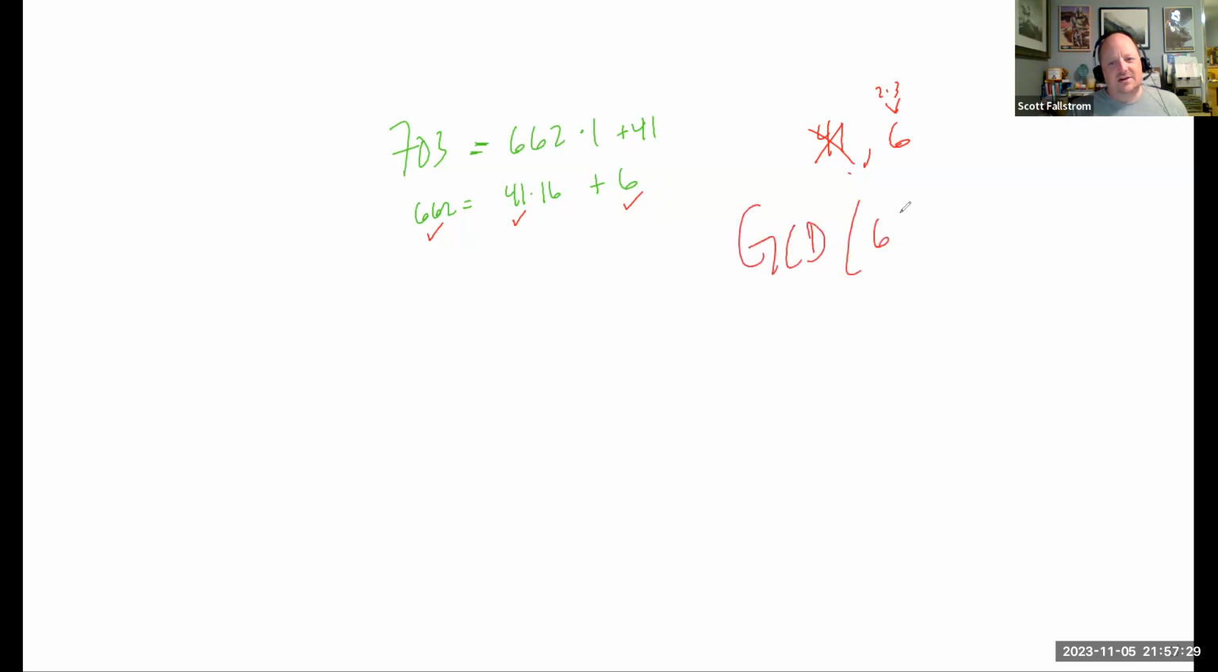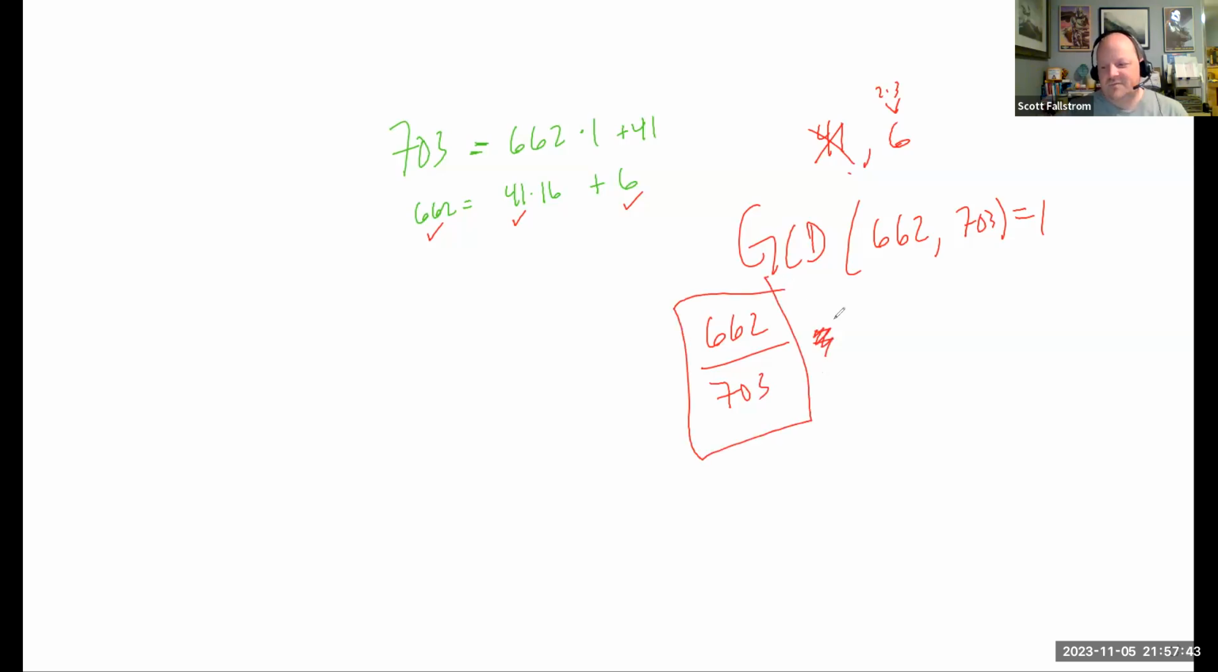So you could kind of stop there and say the GCD is 1. So the GCD of 662 and 703 is 1, which means if you tried to write them as a fraction, you wouldn't be able to simplify any more than there already is right here. So that's how all the skills that we've learned to this point can help make things a little bit easier now that you are dealing with fractions.